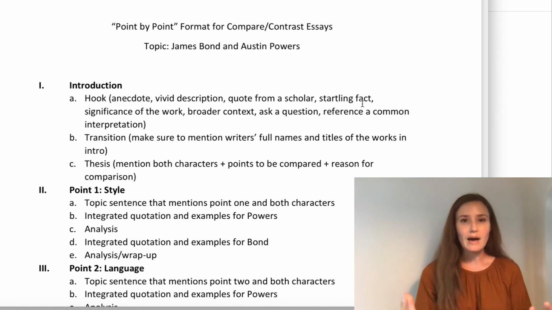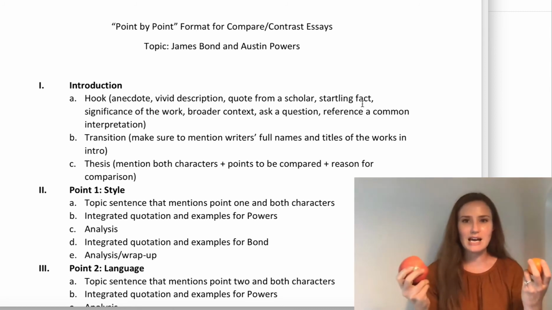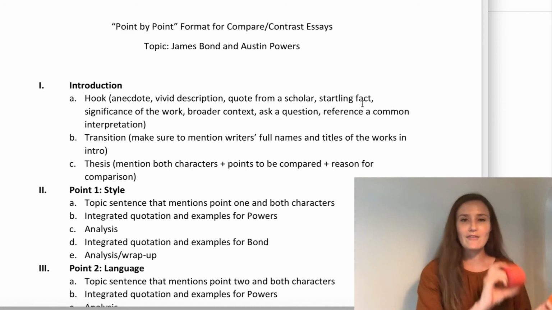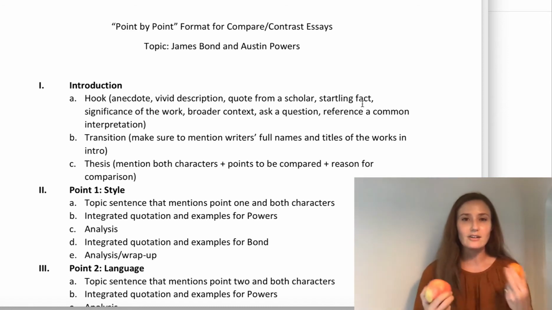With block format, you take the two things you're comparing and contrasting, let's say apples and clementines, you write an introduction paragraph, one big paragraph about apples, one big paragraph about clementines, followed by a conclusion. You can probably already see that there are limitations to this structure.